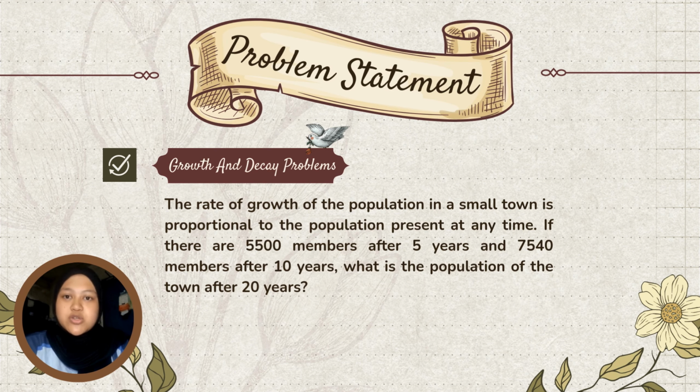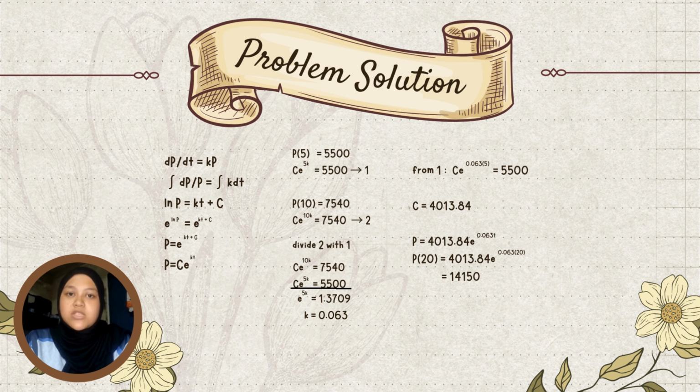Next, we go through the problem statement. The rate of growth of a population in a small town is proportional to the population present at any time. If there are 5,500 members after 5 years and 7,540 members after 10 years, what is the population of the town after 20 years? Now, let's move to the problem solving.